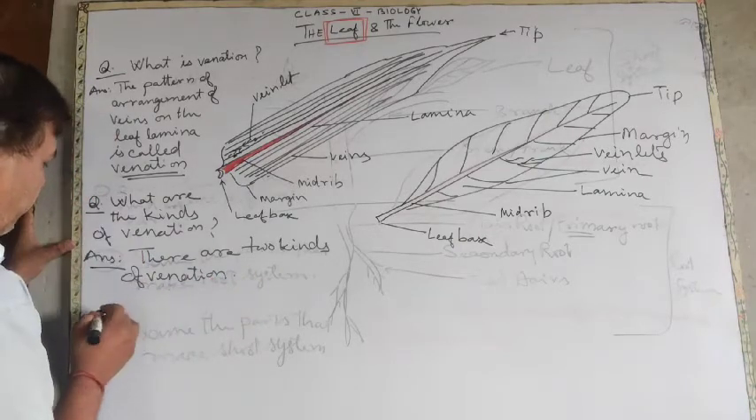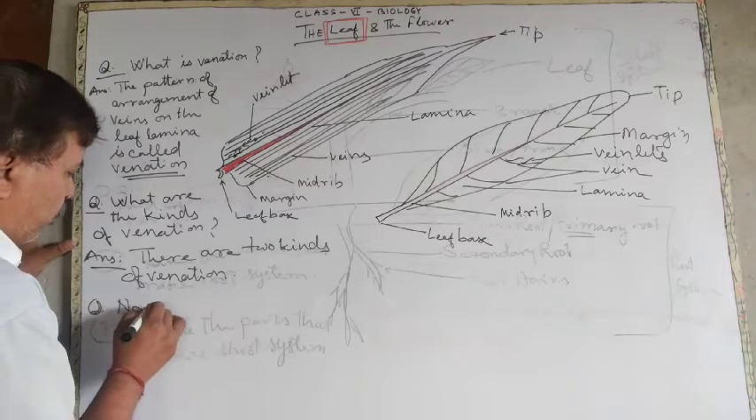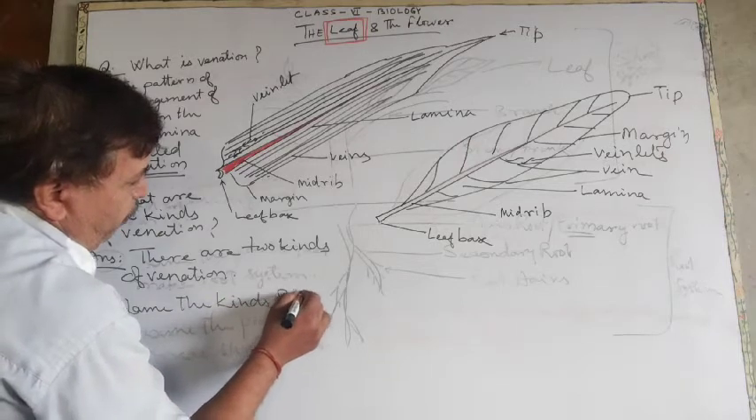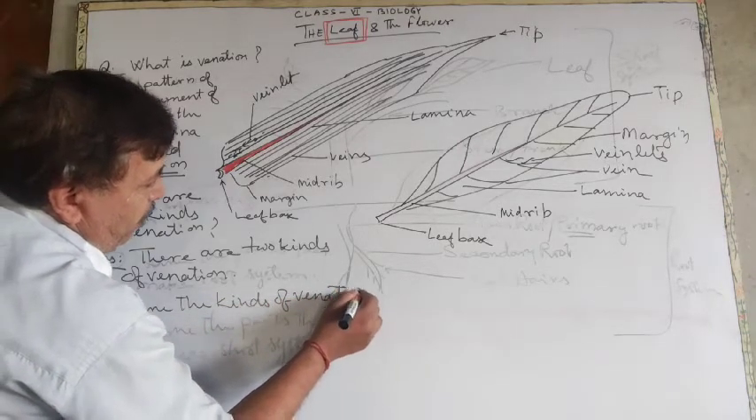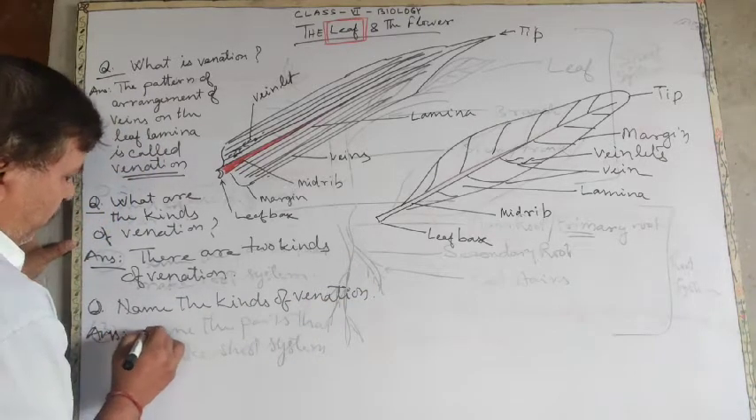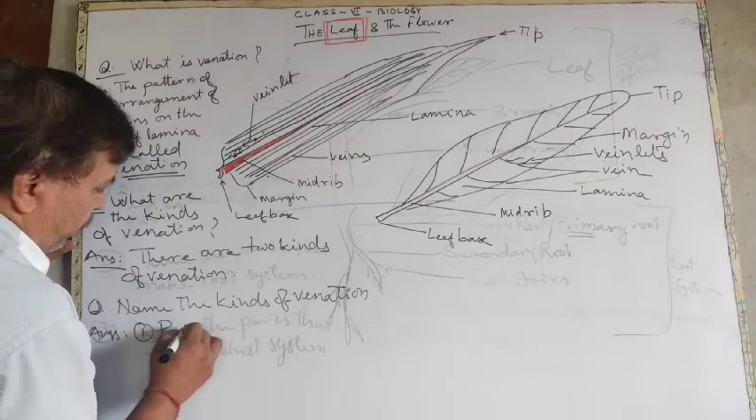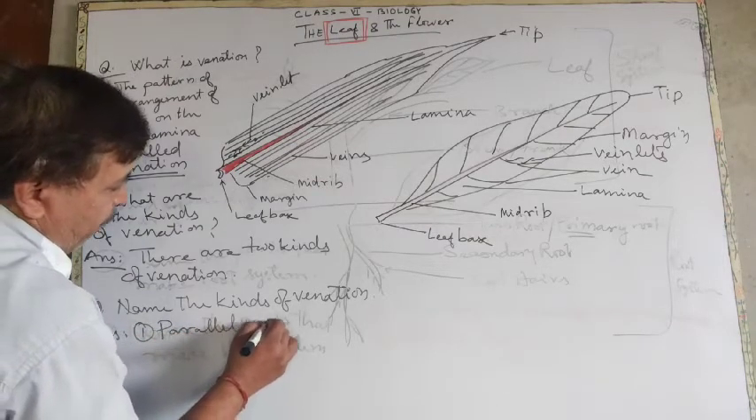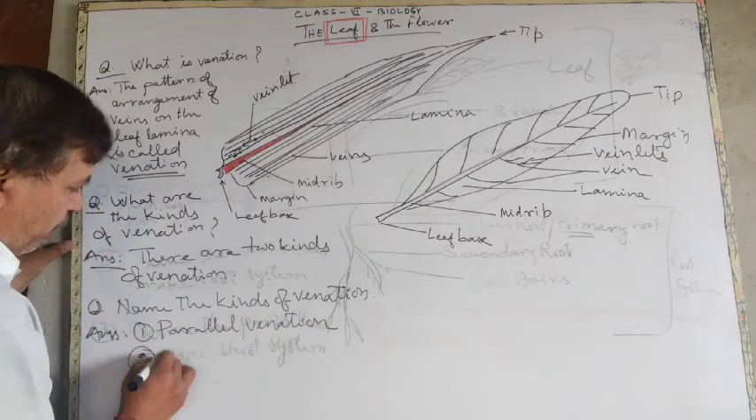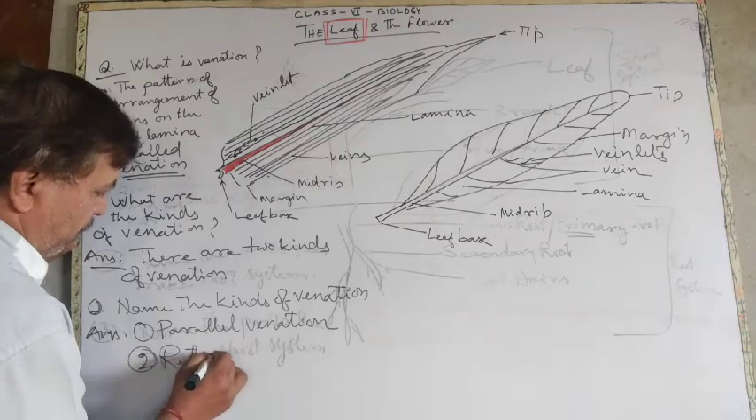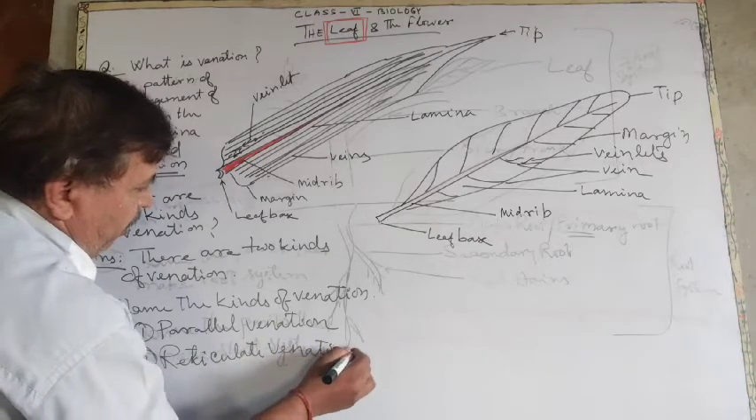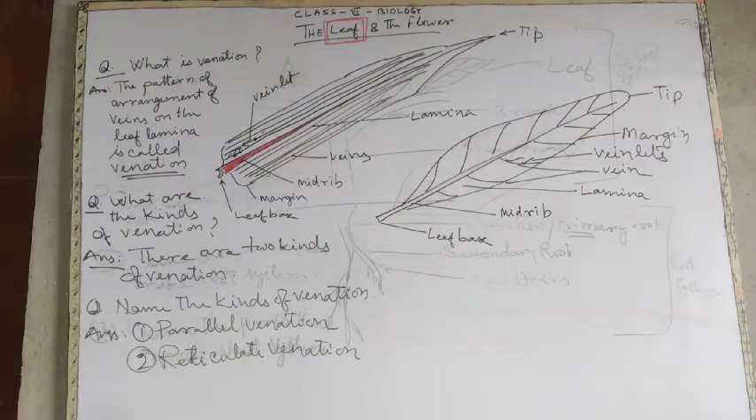or next question can be formed: name the kinds of venation. Name the kinds of venation. Your answer will be: first one, parallel venation, and second one is reticulate venation. Parallel venation and reticulate venation.